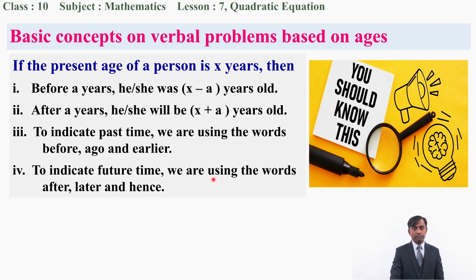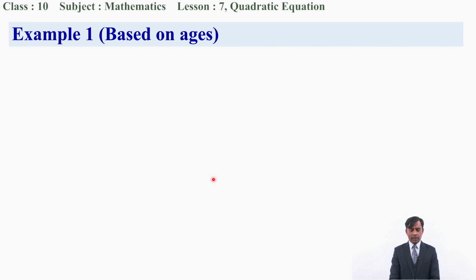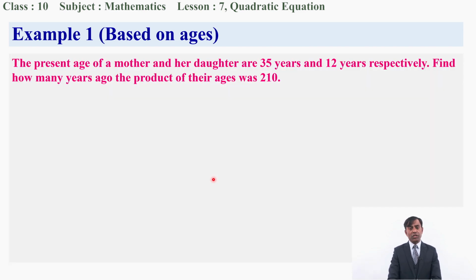Okay, after this, let's see one example based on age. The question, here on the screen: the present ages of a mother and her daughter are 35 years and 12 years respectively. Find how many years ago the product of their ages was 210. We have to find how many years ago their age product was 210.